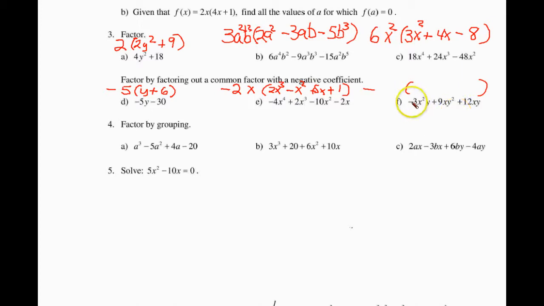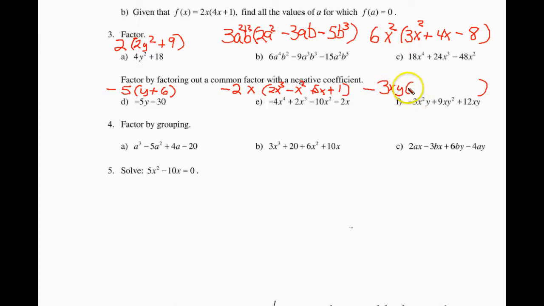So in letter F, we have a negative 3, a 9, a 12. So what number can we take out? We want it to be negative. And the answer is 3. Now we have an x to the second, x. So we can take out an x. We have y. We can take out a y.